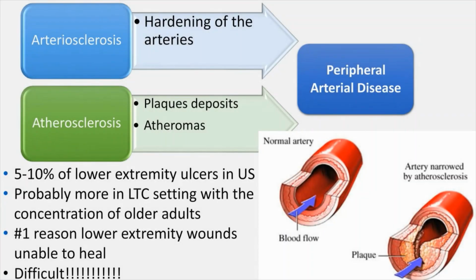Arteriosclerosis and atherosclerosis are processes that lead to peripheral arterial disease or peripheral arterial occlusive disease. Arteriosclerosis is hardening of the arteries with loss of the arterial wall elasticity. This arteriosclerosis process is sped up in conditions such as diabetes. Atherosclerosis, on the other hand, refers to the plaques of fatty deposits, or atheromas, that are formed on the intima or the inner lining of the arteries. Both conditions contribute to peripheral arterial disease.